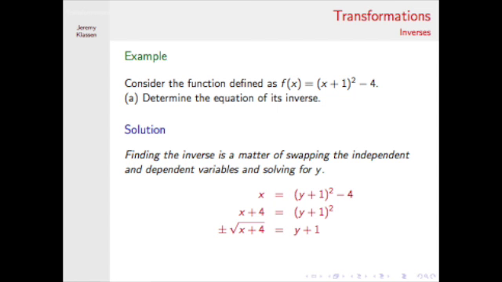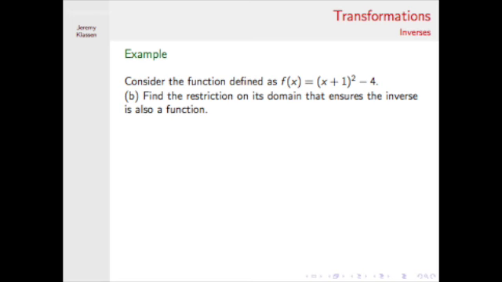Just remember that when you take the square root in a case like this, you're going to get plus or minus the square root of x + 4 is equal to y + 1. And then you bring the 1 over to solve for y, so that y = -1 plus or minus the square root of x + 4. Now the next question asks us to find the restriction on the domain that ensures that the inverse is also a function. Because in this case, it's not. As soon as you have that plus or minus in there, the result is going to be something that's a relation, not specifically a function.